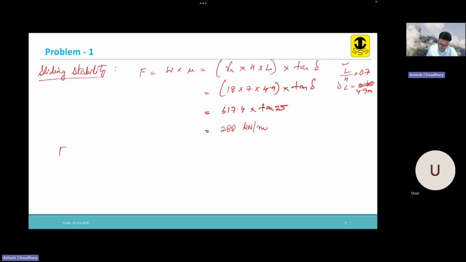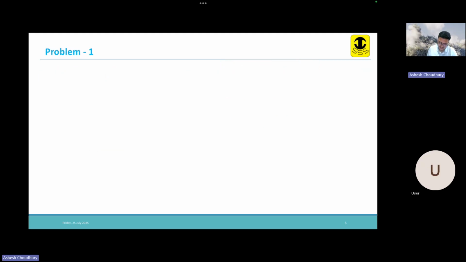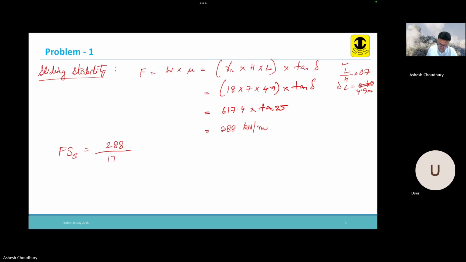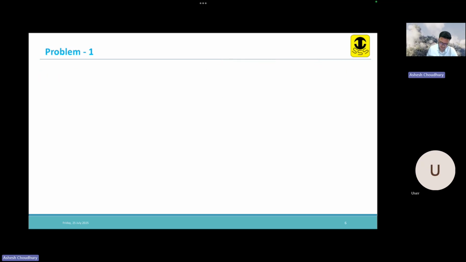Okay, now the factor of safety against sliding is resisting force by total lateral force, which is 172.1. This is acceptable, right? So now the next step is the overturning stability.